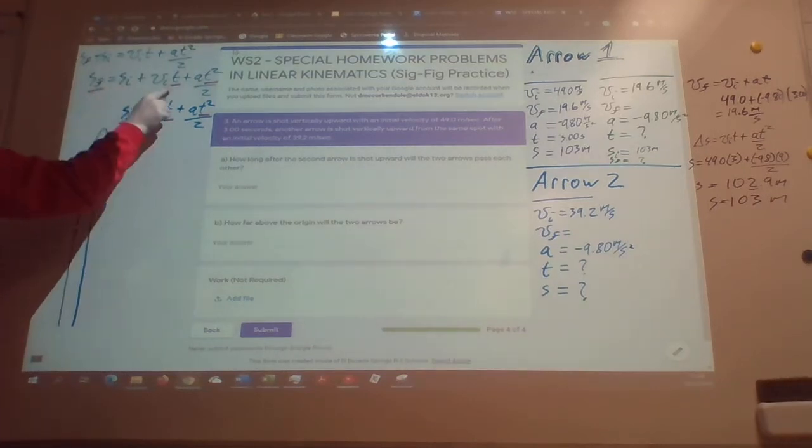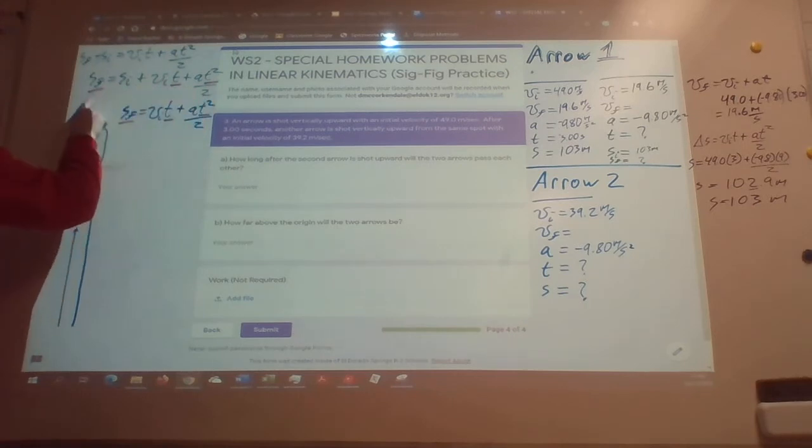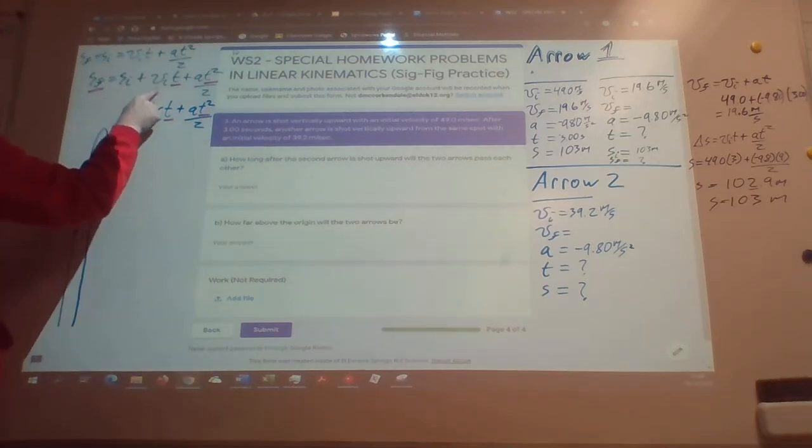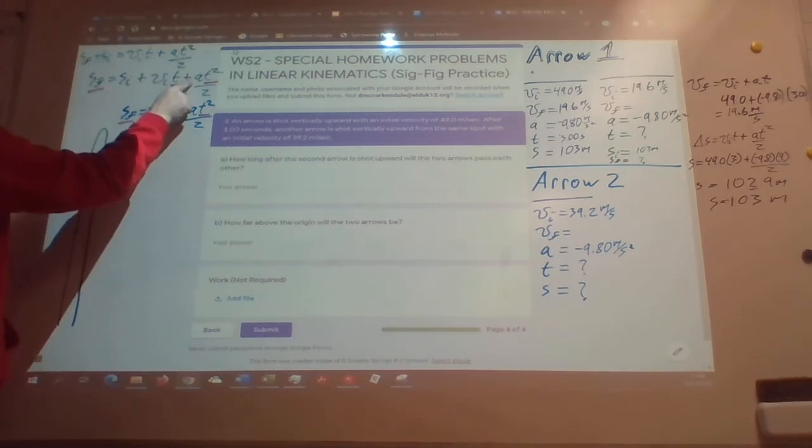Then I've underlined in red the things that we do not know. We don't know the final height of arrow 1. We do know the initial height. We do know the initial velocity. We do not know the time. We do know the acceleration, and time again, which we do not know.